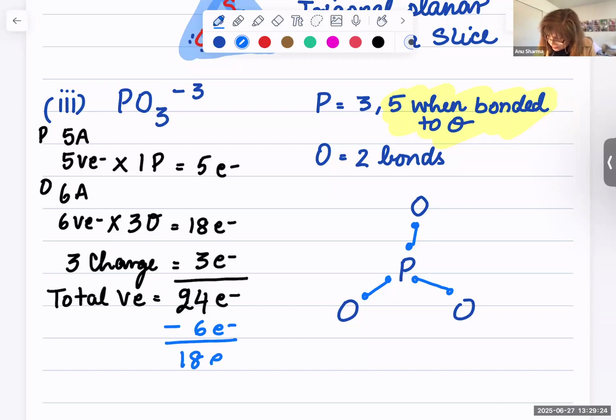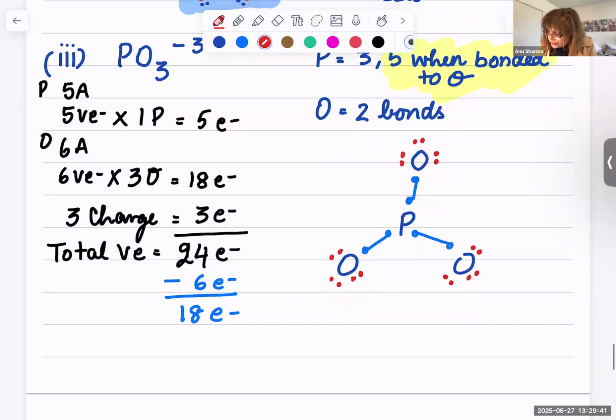So you have 18 electrons left. The remaining 18 electrons go 1, 2, 3, 4, 5, 6, 7, 8, 9, 10, 11, 12, 13, 14, 15, 16, 17, and 18. 18 electrons have been used up. Okay, so once you do that, you're going to again check.